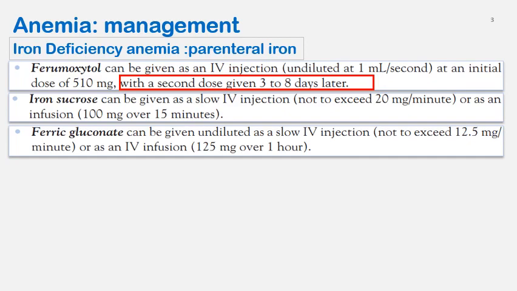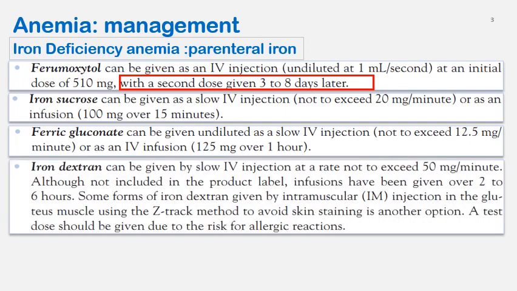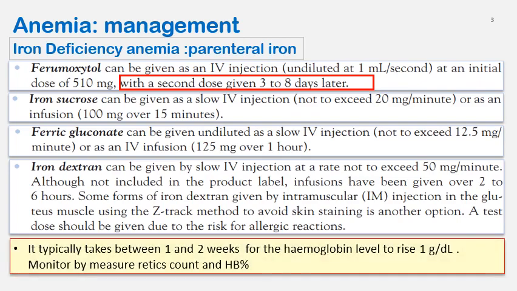Ferric gluconate could be given undiluted as a slow IV injection, not to exceed 12.5 mg per minute, or as IV infusion 120 mg over 1 hour. Iron dextran can be given as a slow IV injection at a rate not to exceed 50 mg per minute, although it is not included in the product label; infusions have been given over 2 to 6 hours. Some of them are given by intramuscular injection in the gluteus muscle with the Z-track technique. The problem may cause staining of the skin and require several weeks to subside.